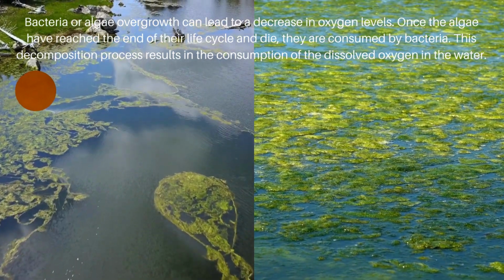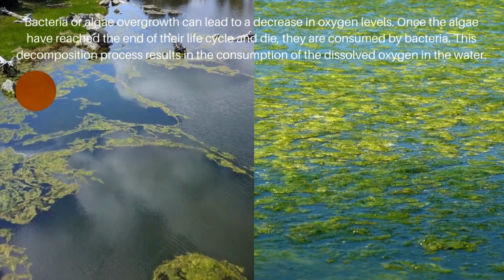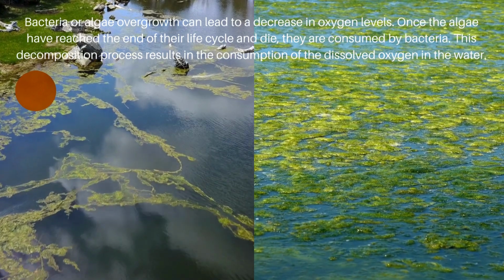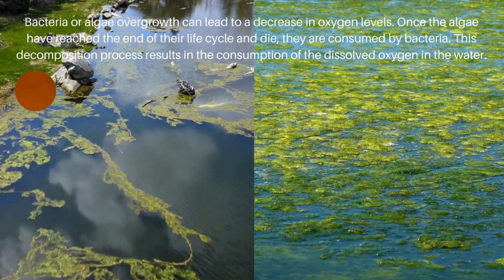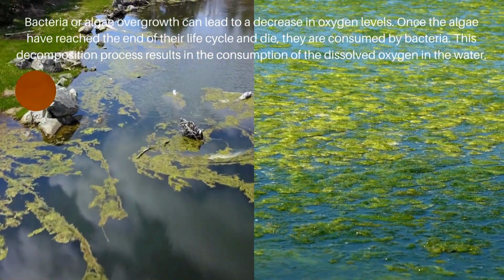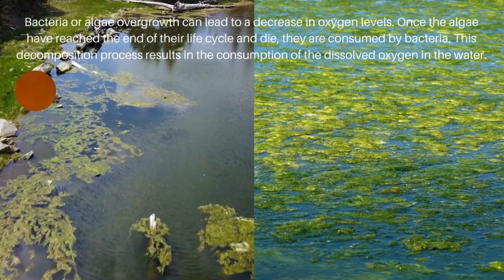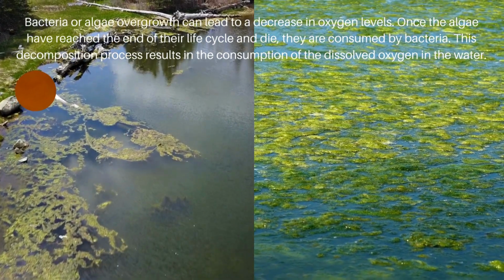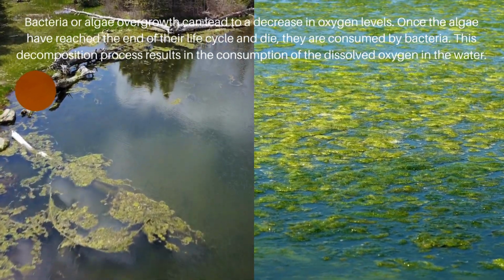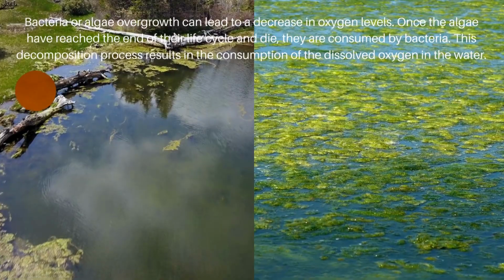Bacteria or algae overgrowth can lead to a decrease in oxygen levels. Once the algae have reached the end of their life cycle and die, they are consumed by bacteria. This decomposition process results in the consumption of the dissolved oxygen in the water.